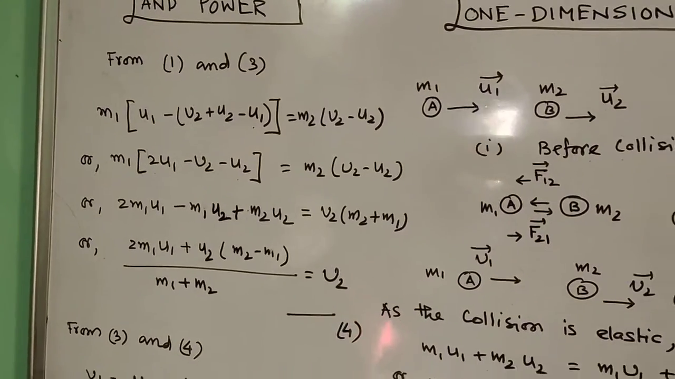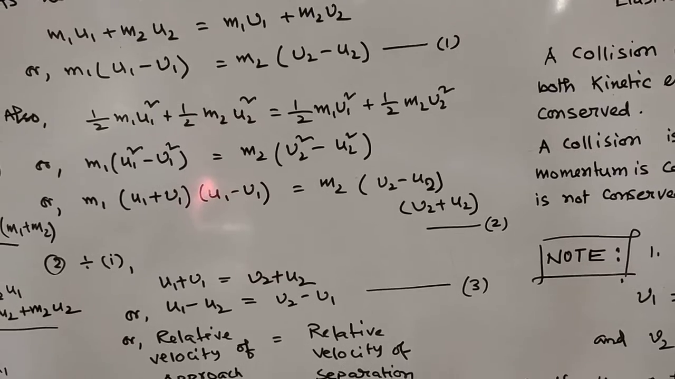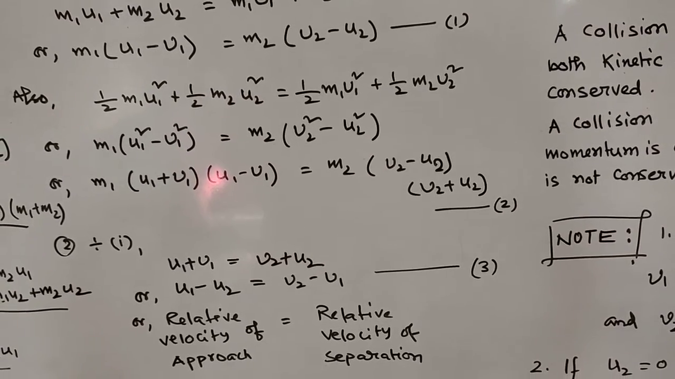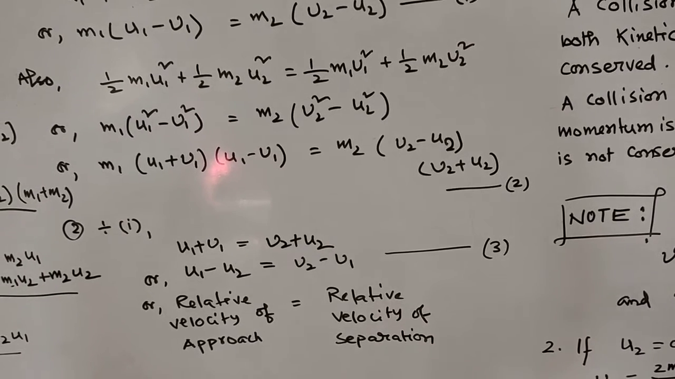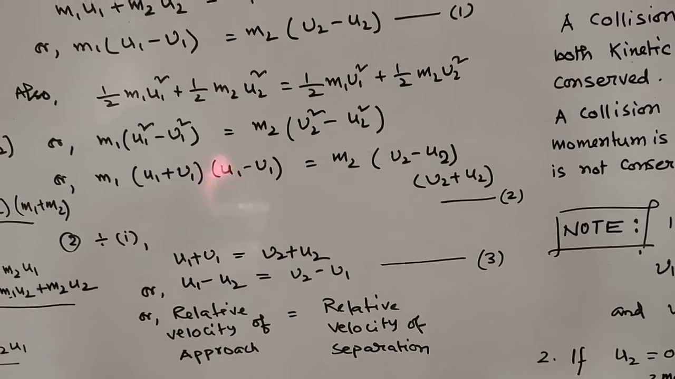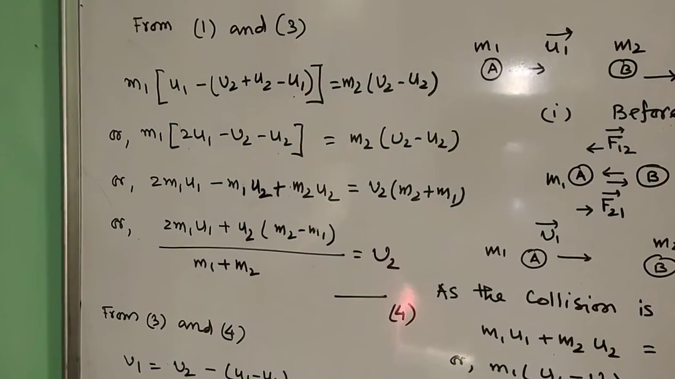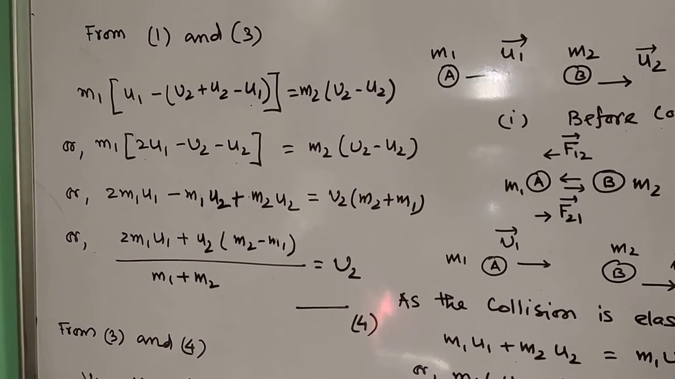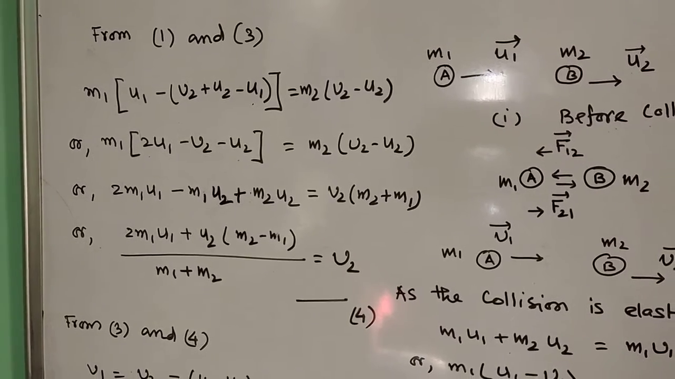The expression which we have substituted is 3 in 1. On substituting and simplifying, we get v2 equals (2 m1 u1 plus u2 (m2 minus m1)) divided by (m1 plus m2). So you check out this one.